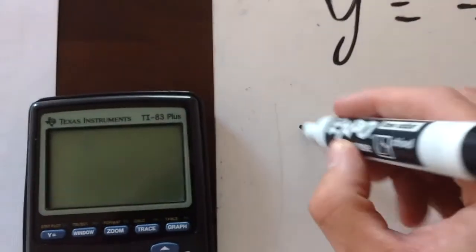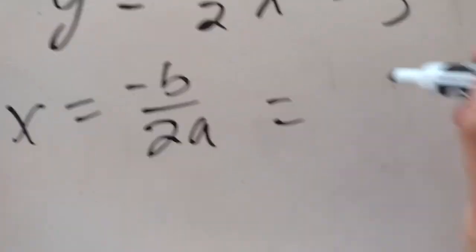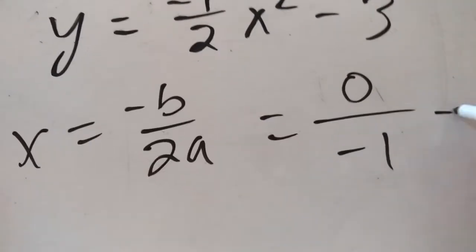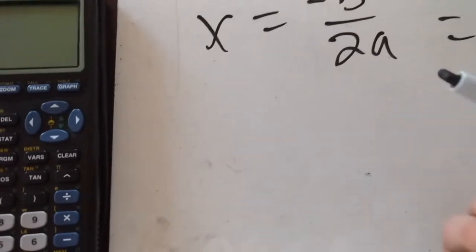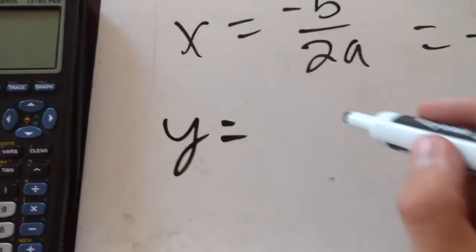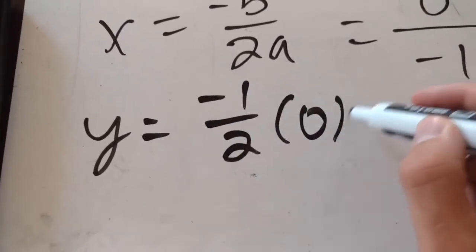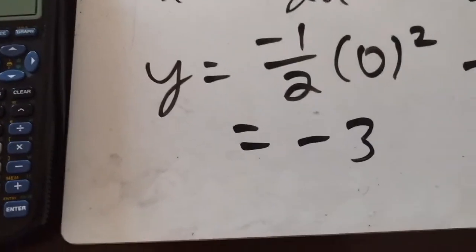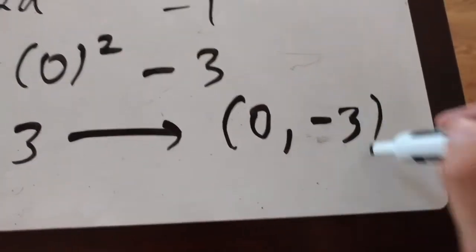So if we're going to find our vertex, it's going to be x equals negative b over 2a, or in other words, in this question, it's going to be 0 divided by 2 times negative 1/2, which is going to be negative 1, which is still just going to give us 0 as our vertex. But again, we do need a y coordinate, so we just need to plug in x is 0 into this equation. So we'll go y equals negative 1/2, the 0 we found in the x, and then minus 3. And that's going to give us a y coordinate of negative 3. So our vertex in this case is going to be the coordinate 0, negative 3.